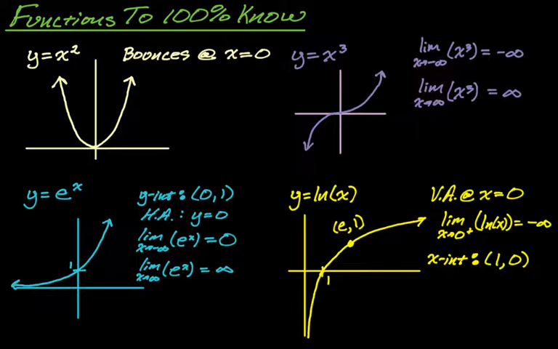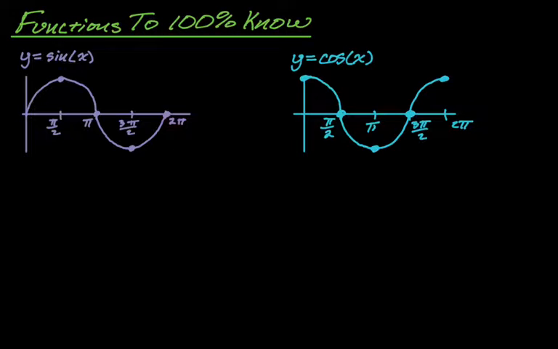I got 4 more, kind of. So 2 of them you already know. Do I know them though? I screwed up cosine before. Y is equal to sine of x, y is equal to cosine of x. Make sure you know those.